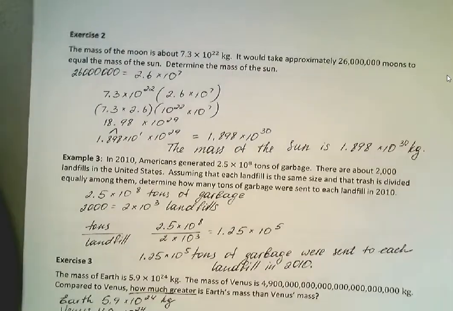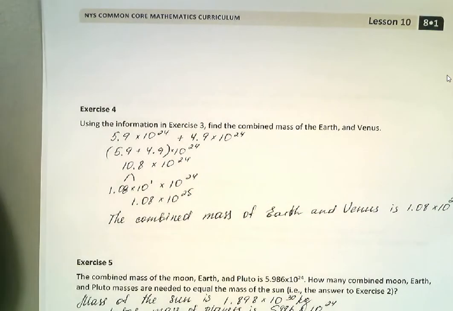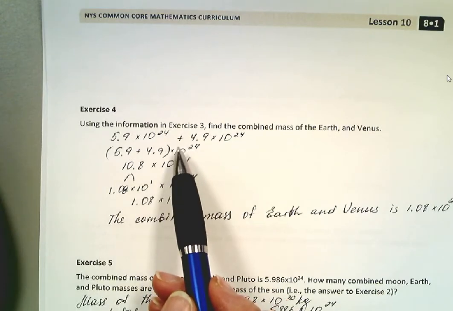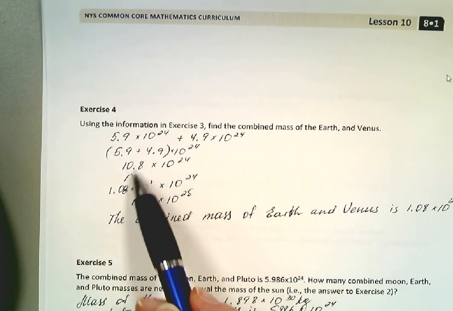Next problem is exercise 4. Using the information in exercise 3, find the combined mass of the Earth and Venus. From our previous problem, we know the masses of the Earth and Venus, and all we need to do is to combine them. So instead of subtracting how we did in the exercise previous to this one, we are going to add them.